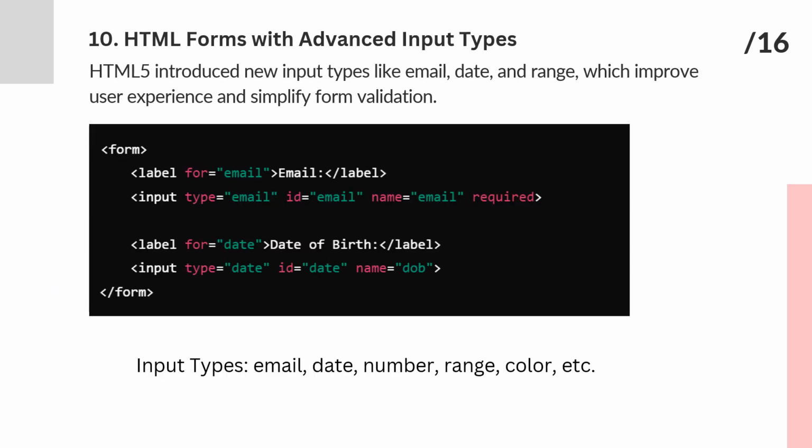Next is HTML forms with advanced input types. HTML5 introduced new input types like email, date, and range, which improve user experience and simplify form validation. Input types are email, date, number, range, color, etc.